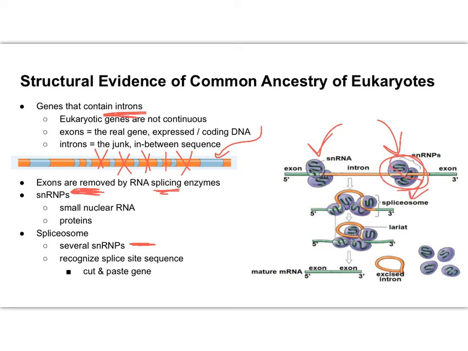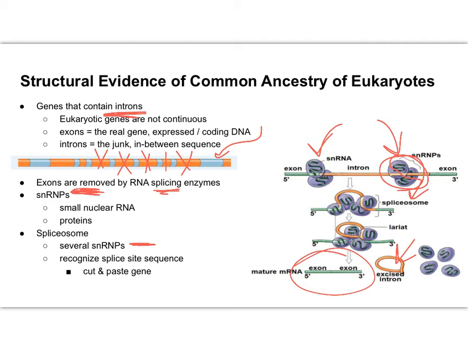Remember, again, splice is to cut. So my spliceosome is going to recognize where I want to cut the intron, and it's going to cut it. It's going to loop it around, and while it's cutting it, it's also going to put the exons together. So now I have the removed intron, but the exons are pasted back together. So the spliceosome will complete all of that.